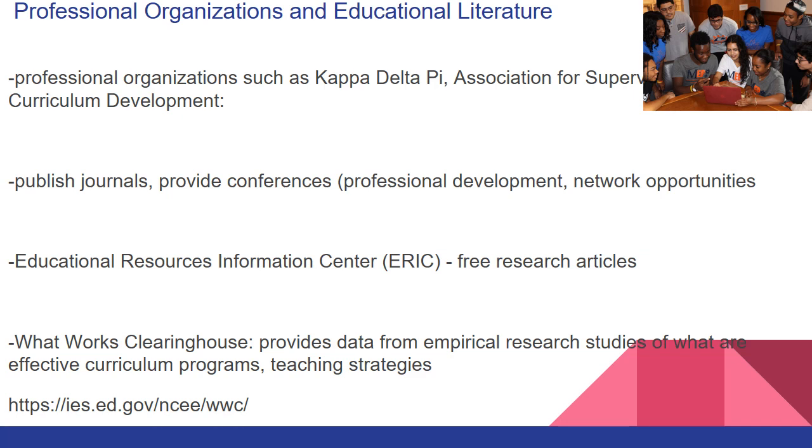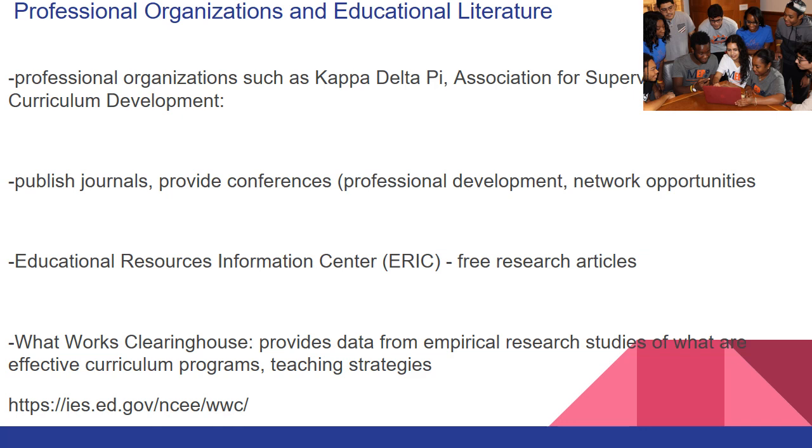Research shows that teachers benefit from joining professional organizations and from reading educational literature. For example, professional organizations such as Kappa Delta Pi or the Association for Supervision and Curriculum Development are voluntary organizations that teachers can join. Sometimes they have a fee, sometimes they do not, and often they'll publish academic journals which provide research and best practices to teachers. Furthermore, they'll provide professional development through conferences and also networking opportunities during these conferences. Sometimes they even provide job placement support.